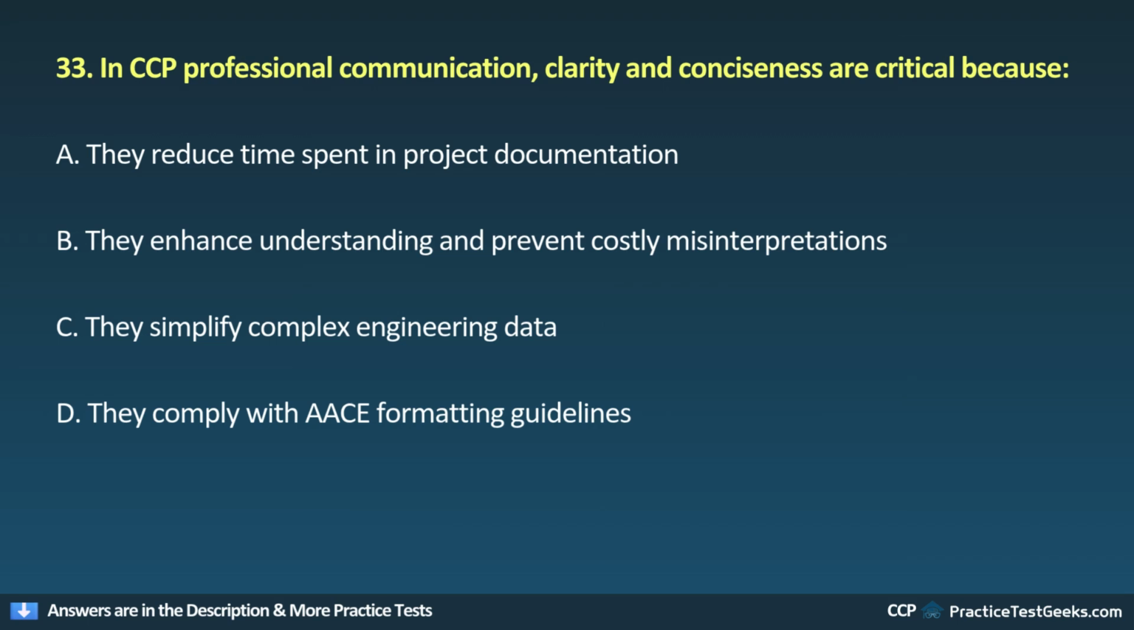33. In CCP professional communication, clarity and conciseness are critical because A. They reduce time spent in project documentation. B. They enhance understanding and prevent costly misinterpretations. C. They simplify complex engineering data. D. They comply with AACE formatting guidelines.